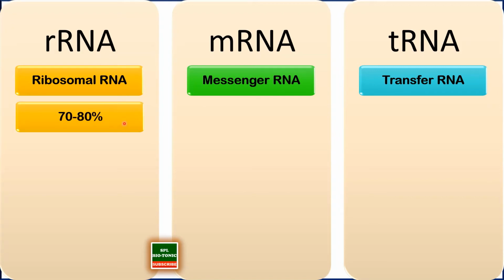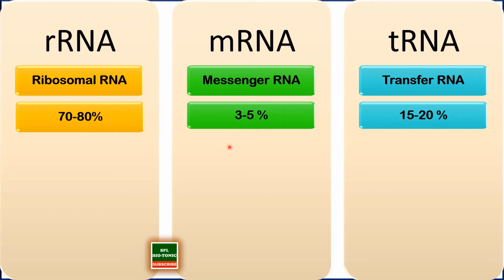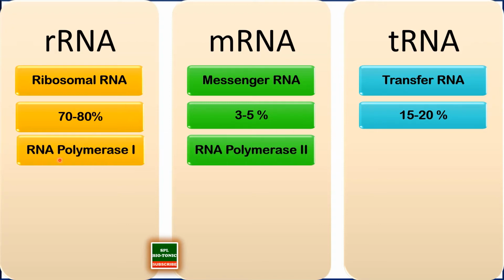Now out of total RNA, ribosomal RNA is around 70 to 80%, messenger RNA is just 3 to 5%, whereas tRNA is 15 to 20%. rRNA is produced by the enzyme called RNA polymerase 1, mRNA is produced by RNA polymerase 2, whereas transfer RNA is produced by RNA polymerase 3.